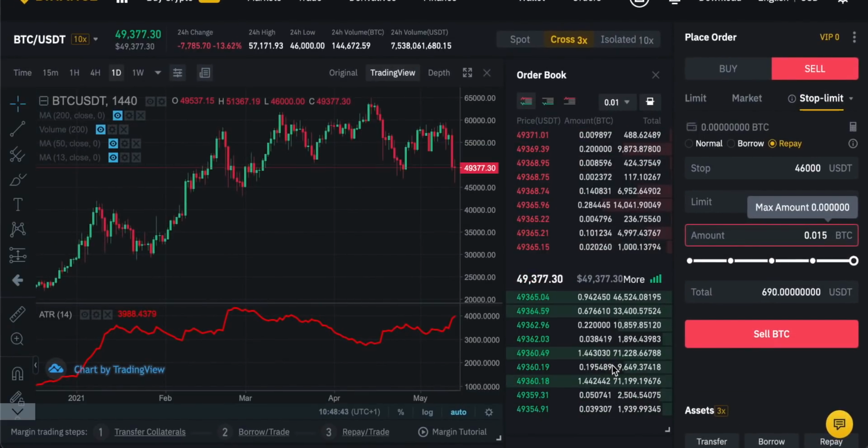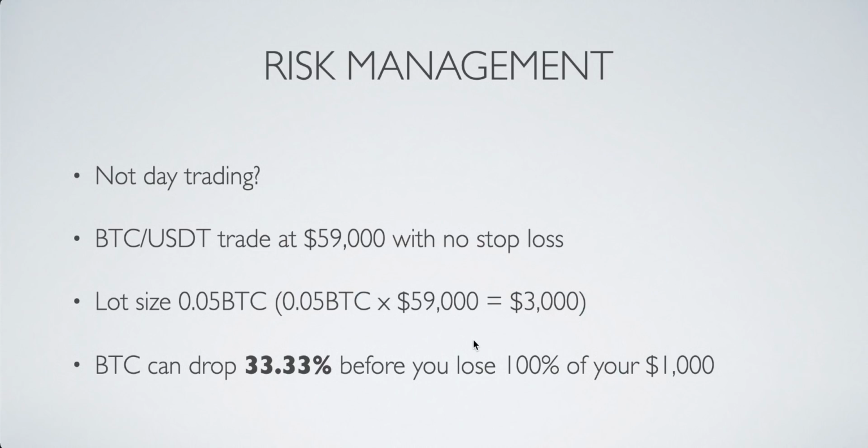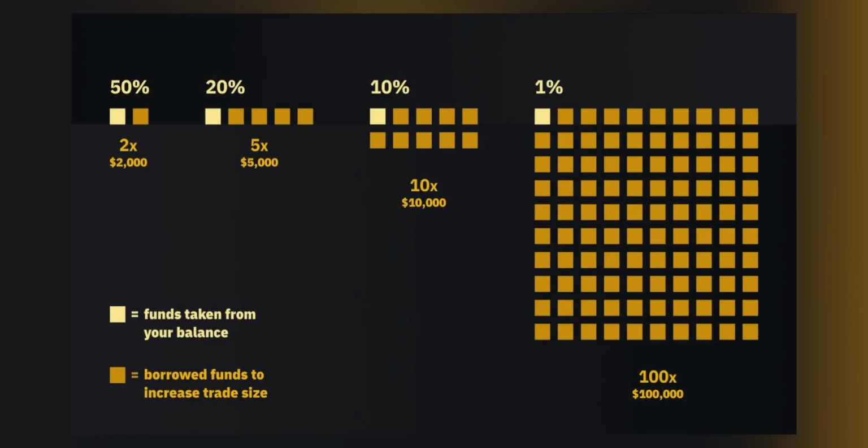You don't have to put in stop losses though. If you just want to margin and go long for the long haul, this would be the calculation. If you're not day trading, then it doesn't really matter what the price is. Essentially right here, 33% as you can see. If you go long with $1,000 and you margin up 3 times your money, then essentially the price of Bitcoin can fall 30%. But if it does, then you will be completely liquidated.